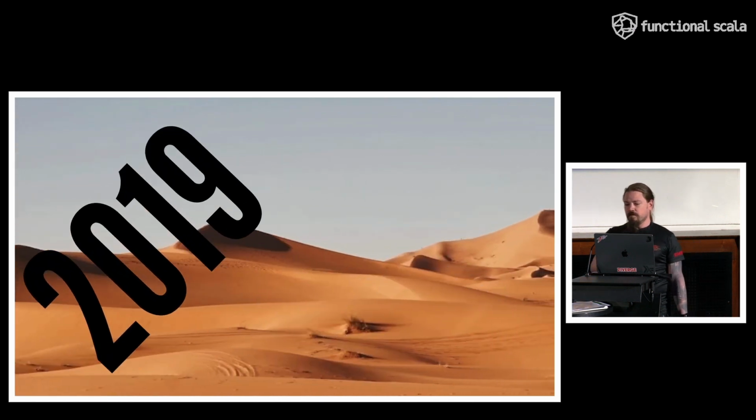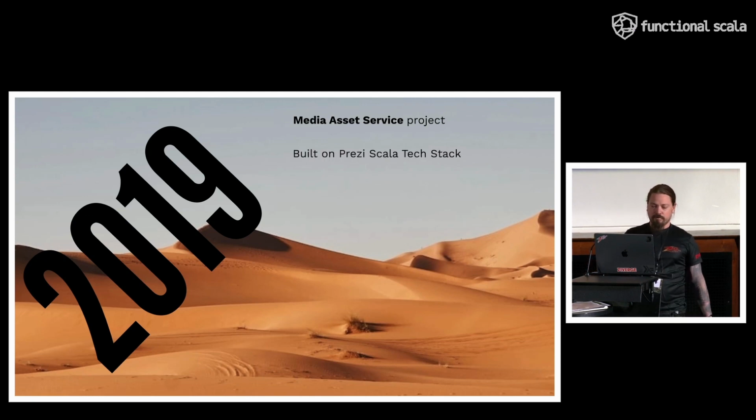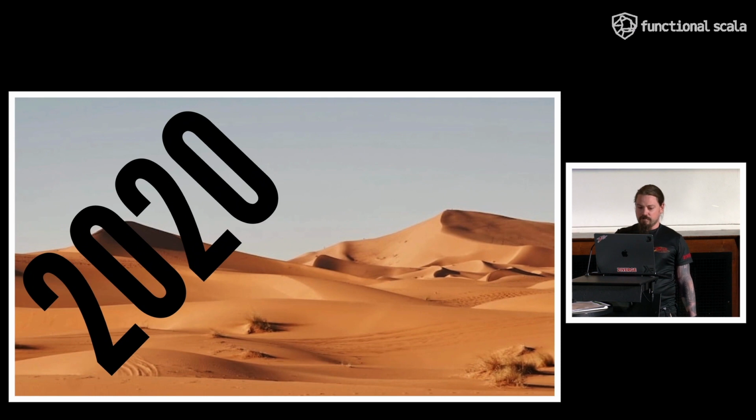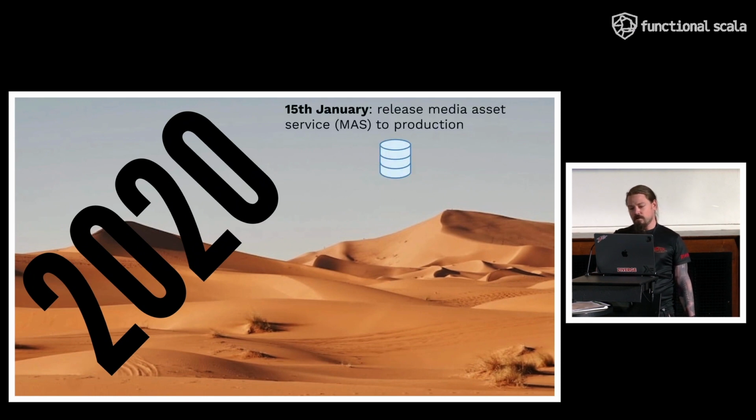But next year, we started a big project called Media Asset Service, which was intended to replace a lot of legacy media-related services at Prezi. It was built on our good old Prezi Scala tech stack, but this time we were planning to use the clustering and persistence features of Akka as well. And because I already did the prototype the previous year, we just used parts from the prototype during the implementation, including the serialization configuration.